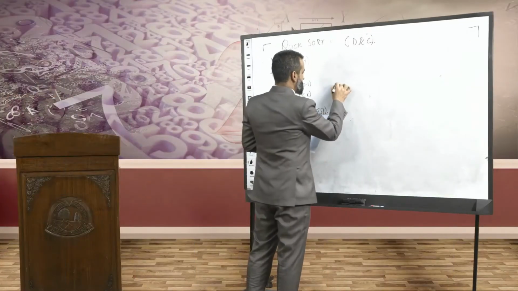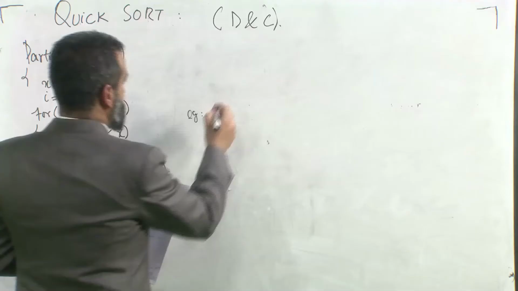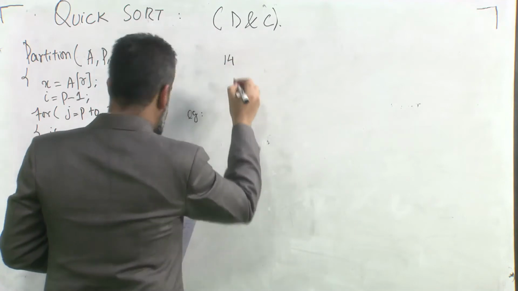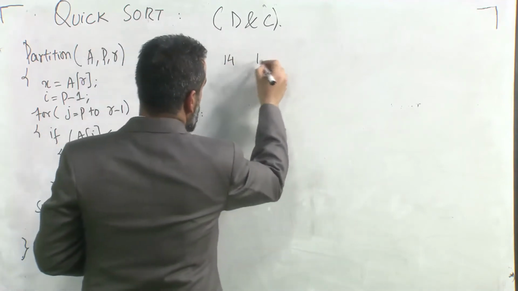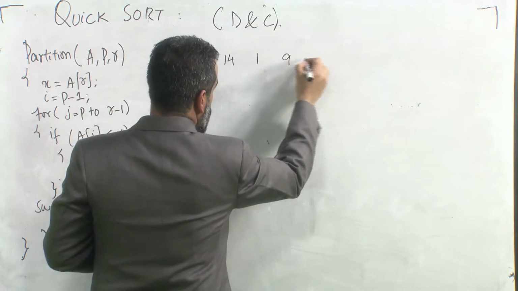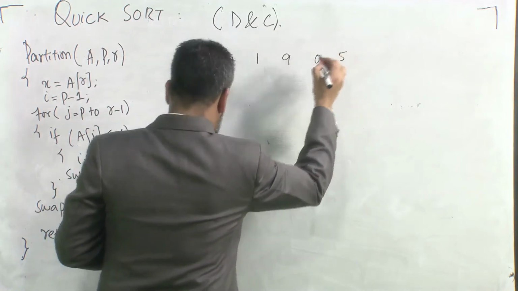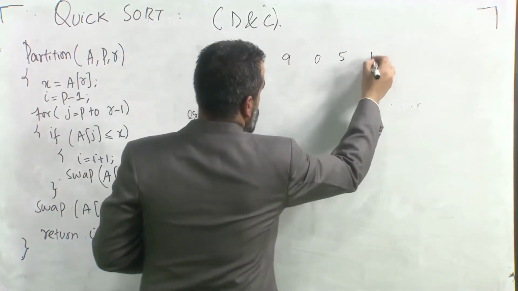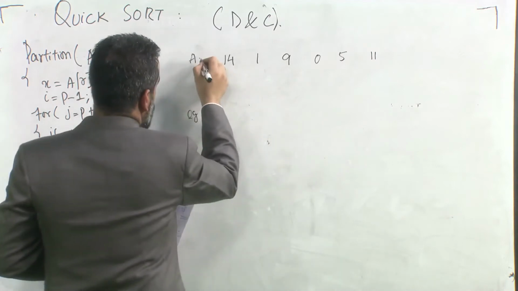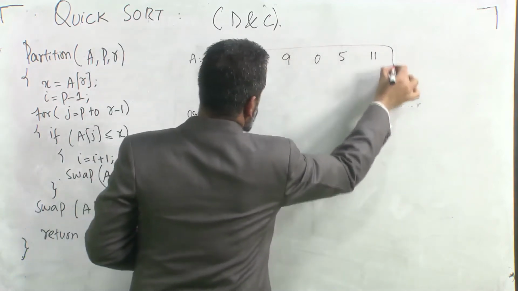If we take an example in this case, suppose we have a given set of numbers which contains 14, 1, 9, 0, 5, and then 11. So this is my given array.